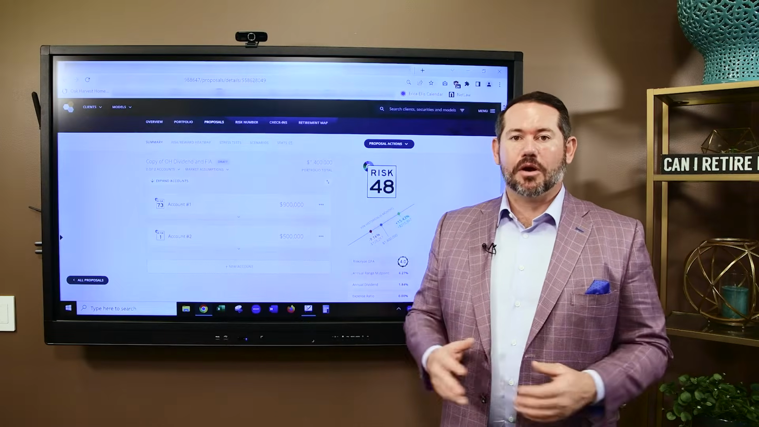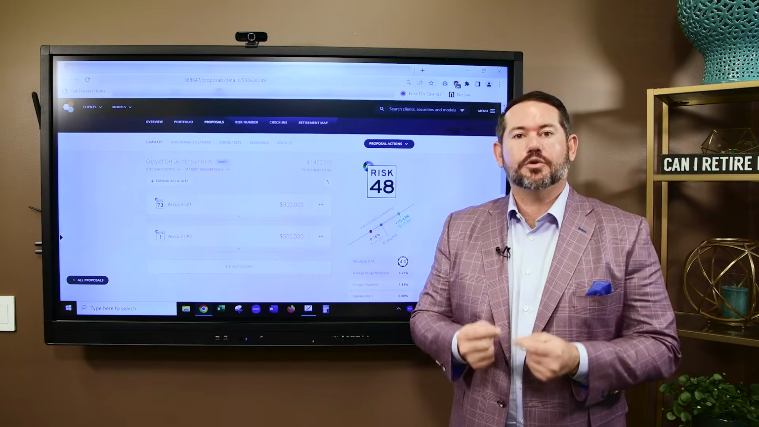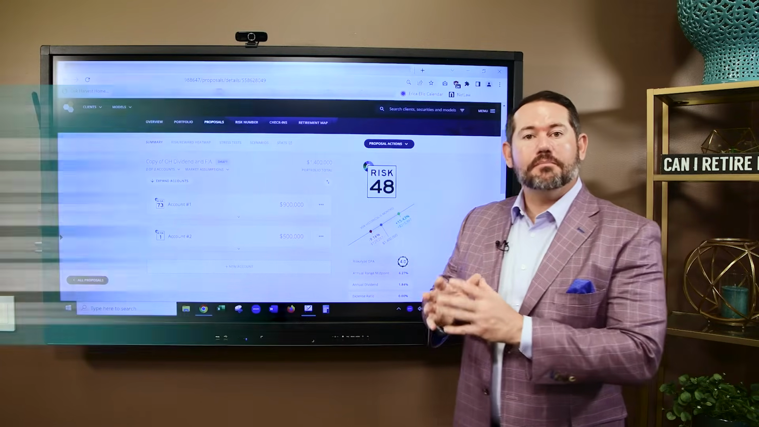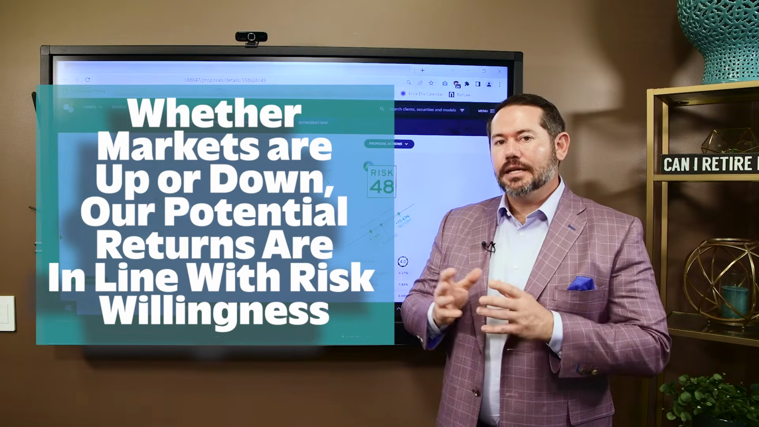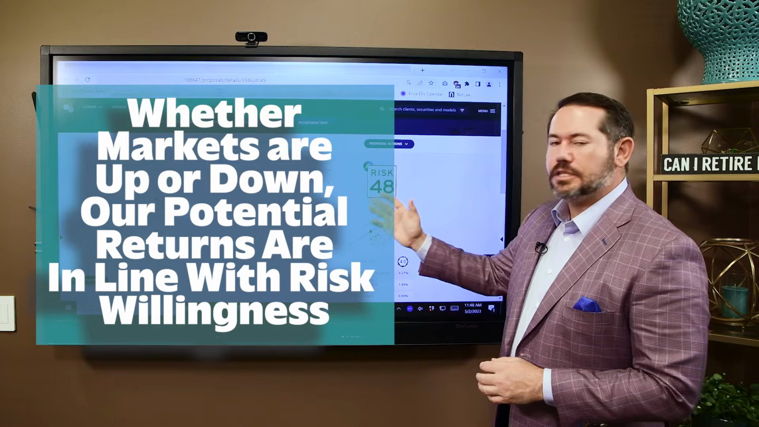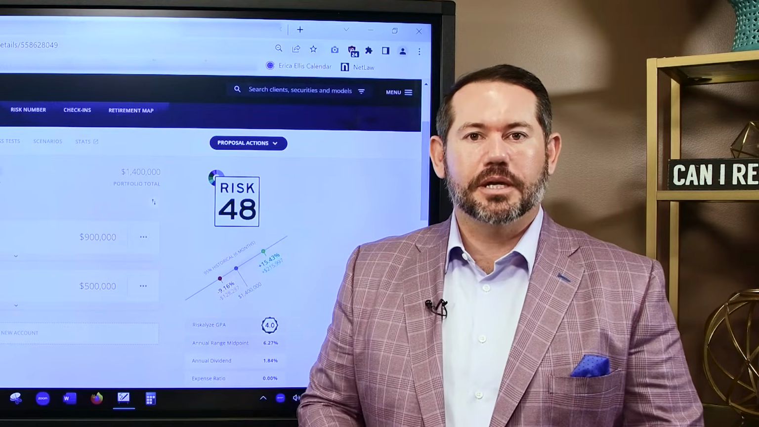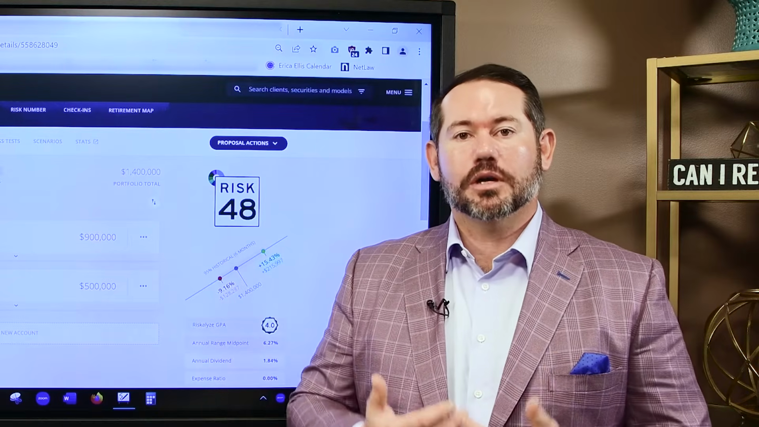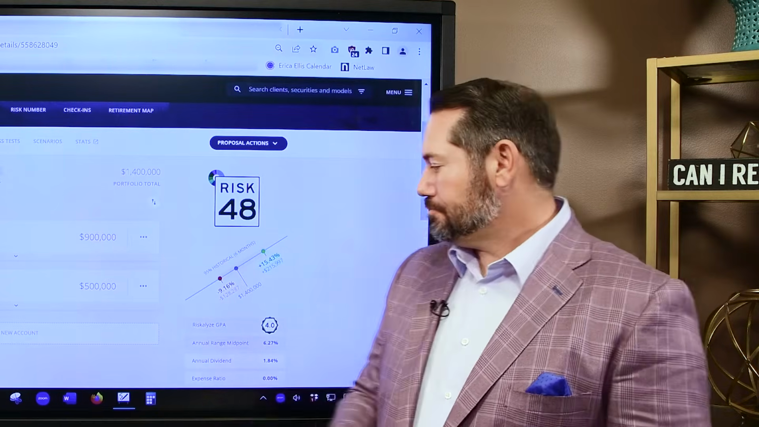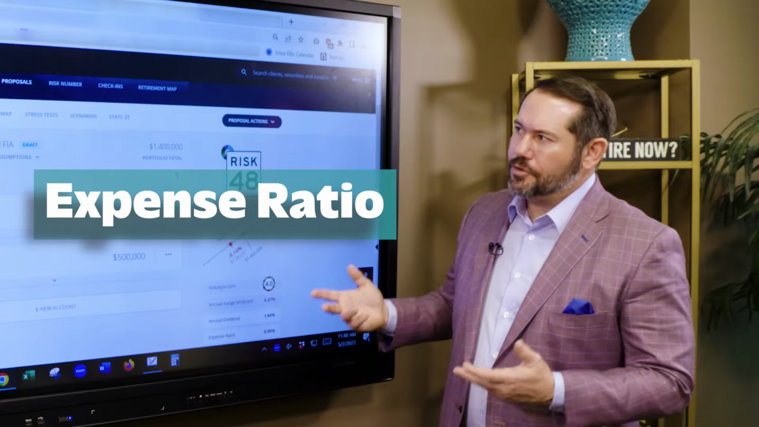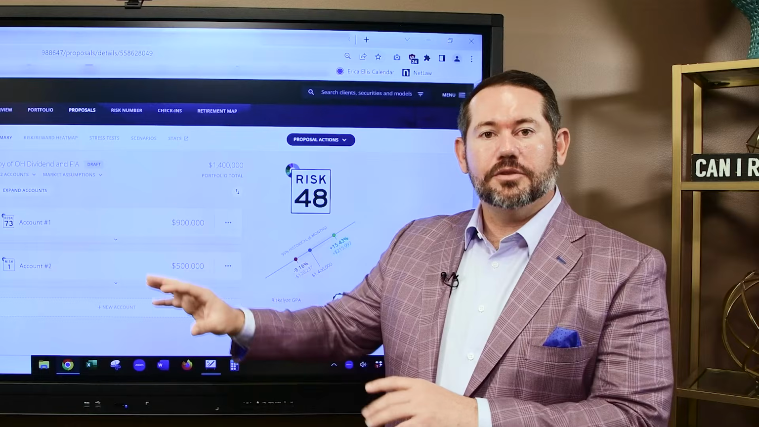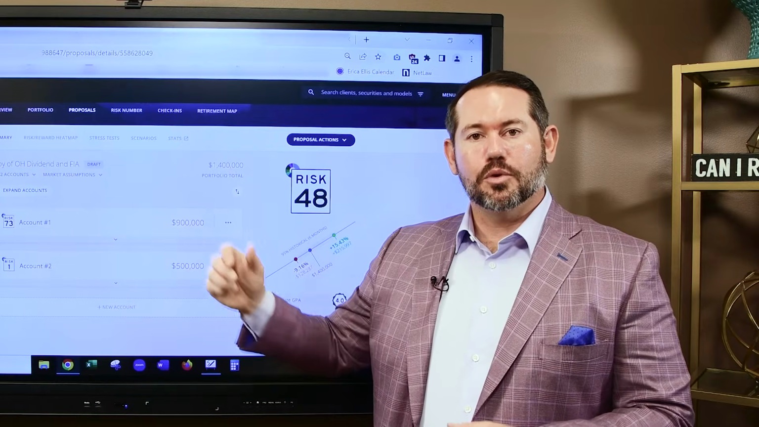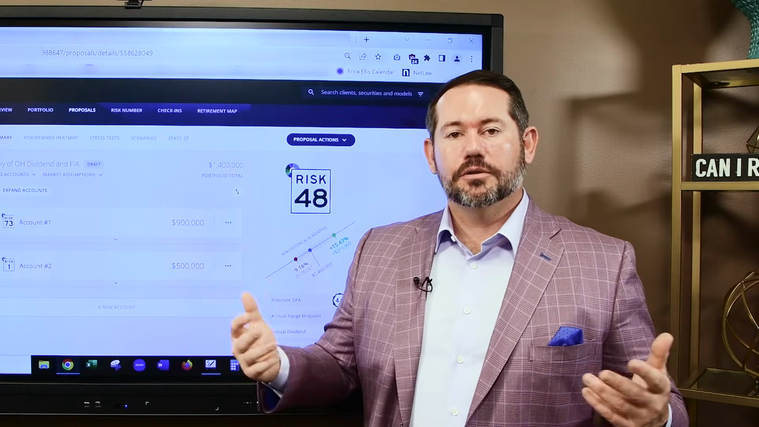Now, anything can happen, markets can go up or down, but what we've done is we've created an efficient portfolio that when markets are up or when markets are down, our potential returns are in line with our willingness to take risk, but also when we've tied this into your income plan, tax plan, and the rest of the RSP, it's all creating a much more congruent financial planning experience. Also, the expense ratio over here. I don't know if you noticed before, but we had an expense ratio in the mutual funds in that current portfolio. In the proposed portfolio, we've eliminated those fees.